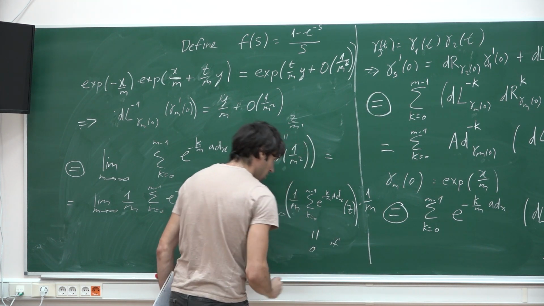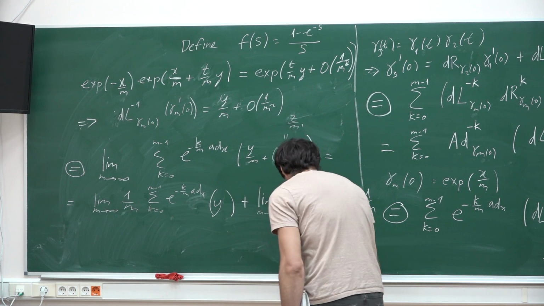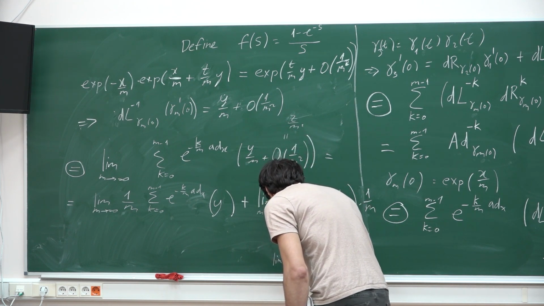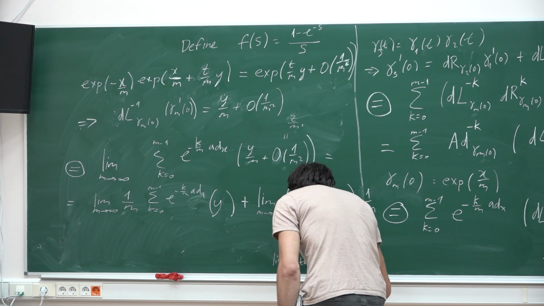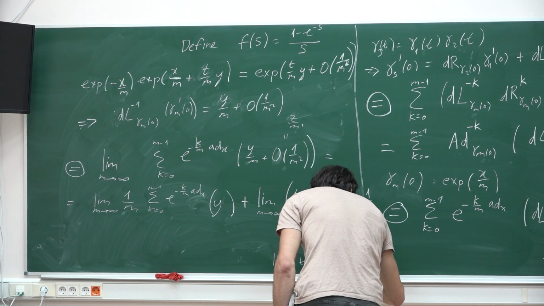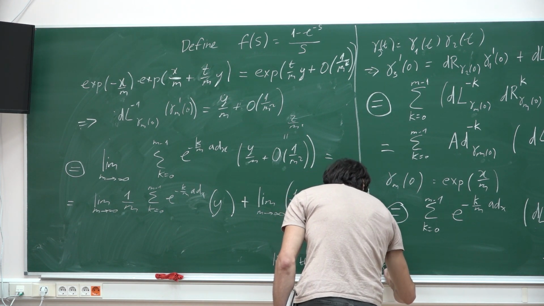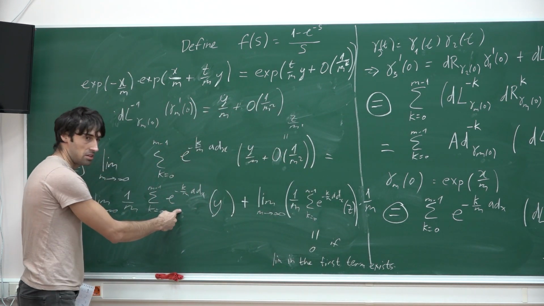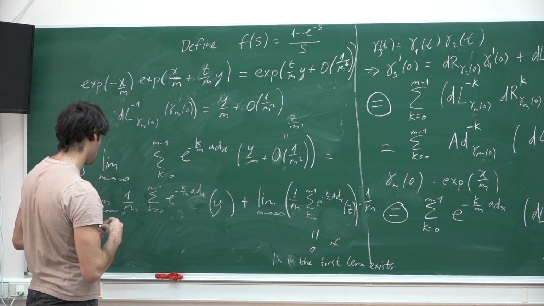So this is 0 if the limit in the first term exists. Okay, so we need to see that this limit is what it is.